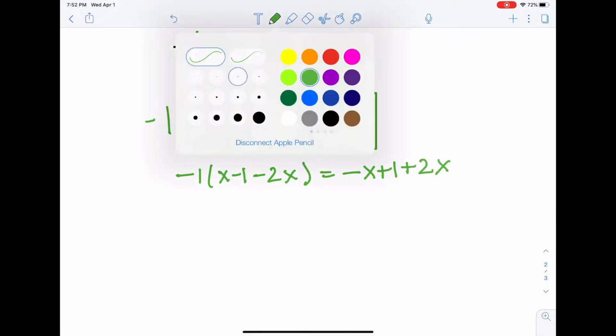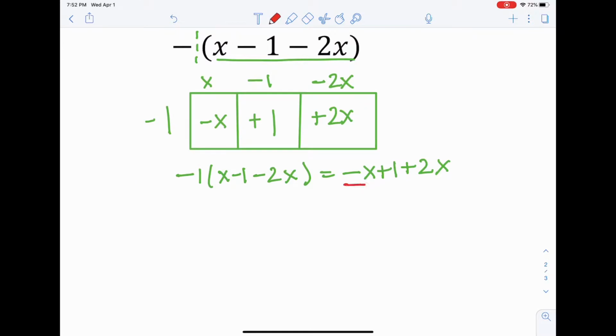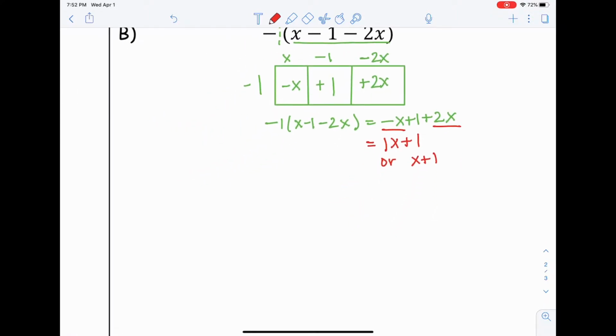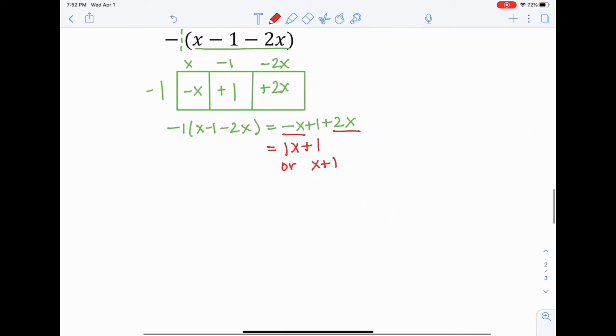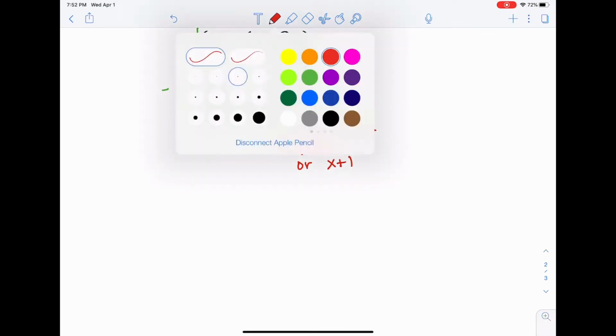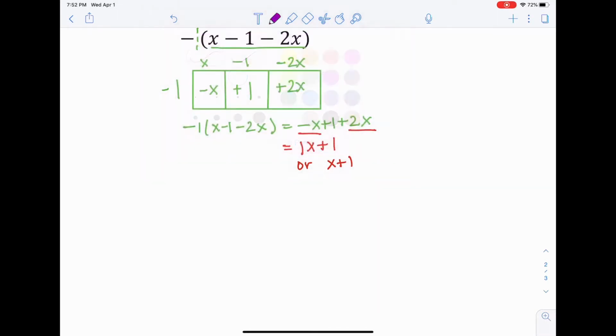Now note here that we can actually combine this -x and this 2x because they both contain x. So -x plus 2x is 1x plus 1, or we can just write this as x plus 1. Okay, let's go ahead and see another way of solving this same problem. So I'm going to write it in purple now. So this is the second way.